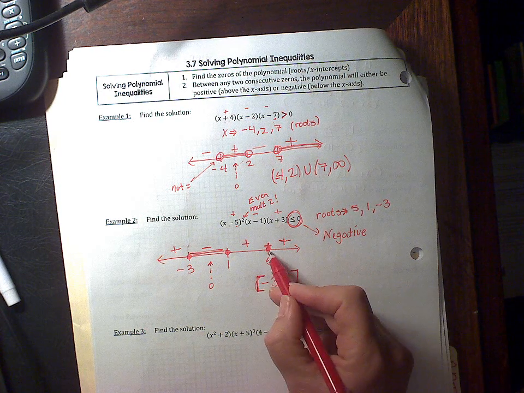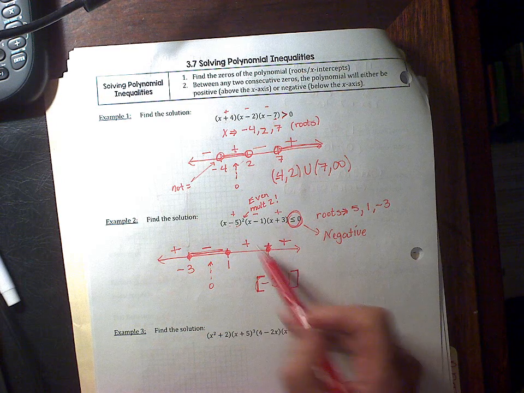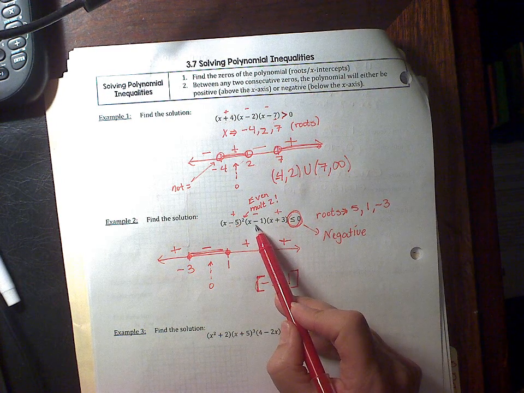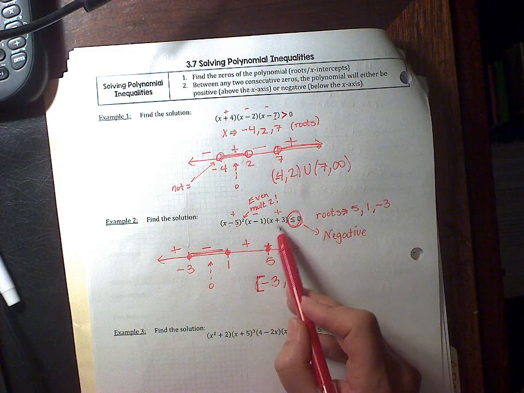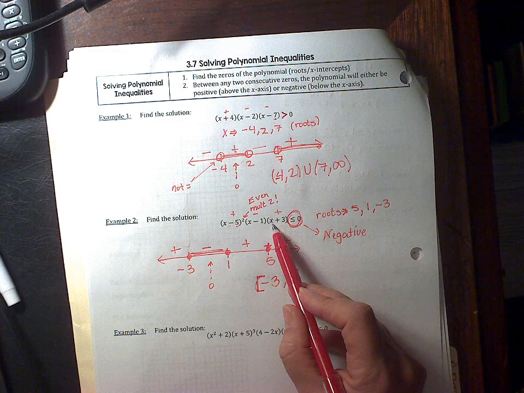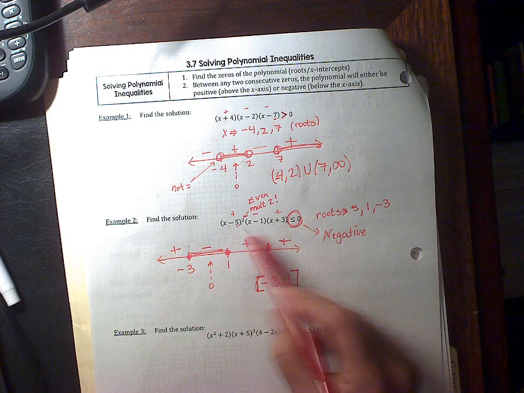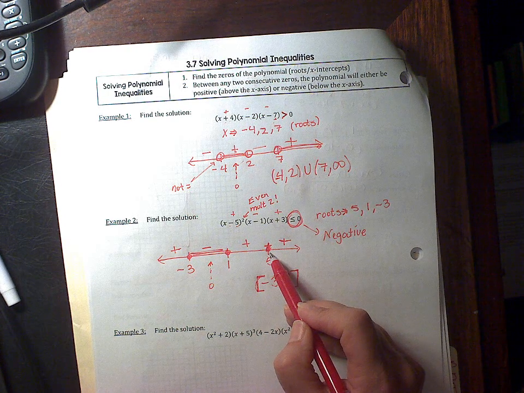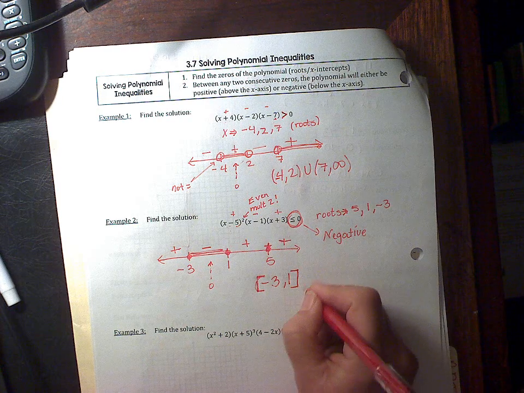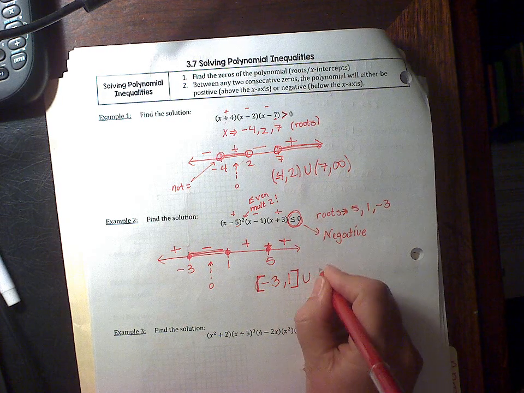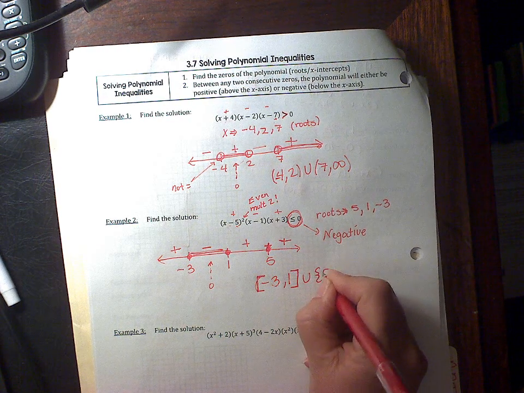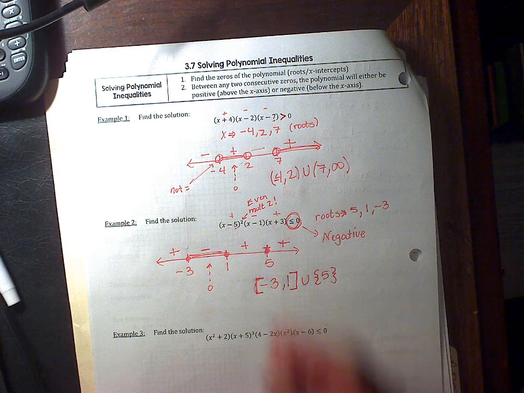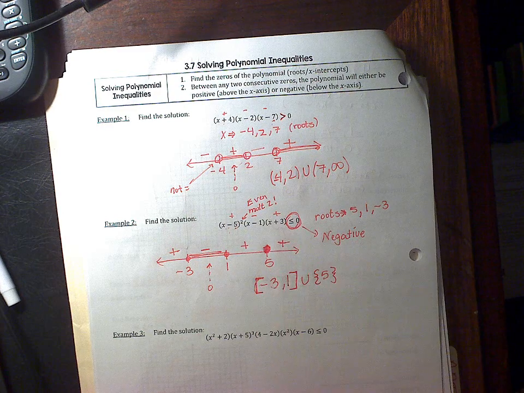Now, what about 5? If I plug in 5, will it work? If I plug in 5, I'm going to get 0 times 4 times 2. And 0 times anything is 0. And this is less than or equal to 0. So I need to also include 5. So I'm going to put a union. And when you put those curly brackets, those are single values. I want to also include 5. So be careful. If it's a solid dot, you need to include it.